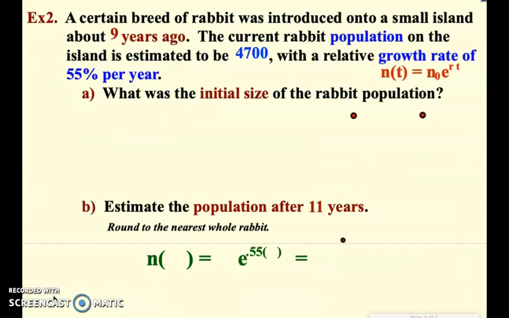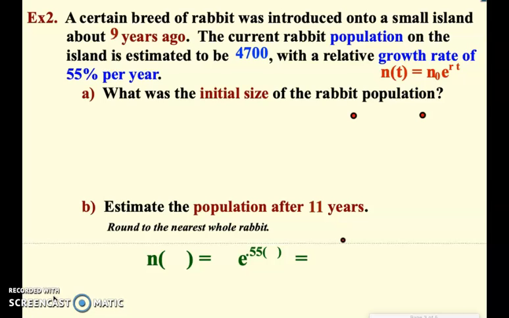Okay, second example I'm going to go through a little more quickly because it's not any different. You have some different pieces given. So you have a certain breed of rabbit was introduced onto a small island about 9 years ago. The current rabbit population on the island is estimated to be 4,700 with a relative growth rate of 55% per year. So again, you realize it's growing. Part A says, what is the initial size of the rabbit population?